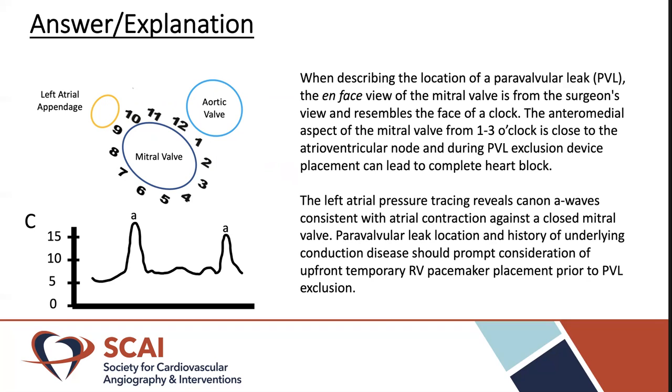Now, this patient's defect was at the 2 o'clock position, which is near where the atrioventricular node is. And during paravalvular leak exclusion, the device placement can actually lead to complete heart block in some cases. If this happens, patients can have complete heart block, necessitating placement of a temporary pacemaker. And in some cases, if the device has not been deployed, it should be retrieved. In other cases, if the device has been deployed, these patients may go on to needing permanent pacemaker placement.